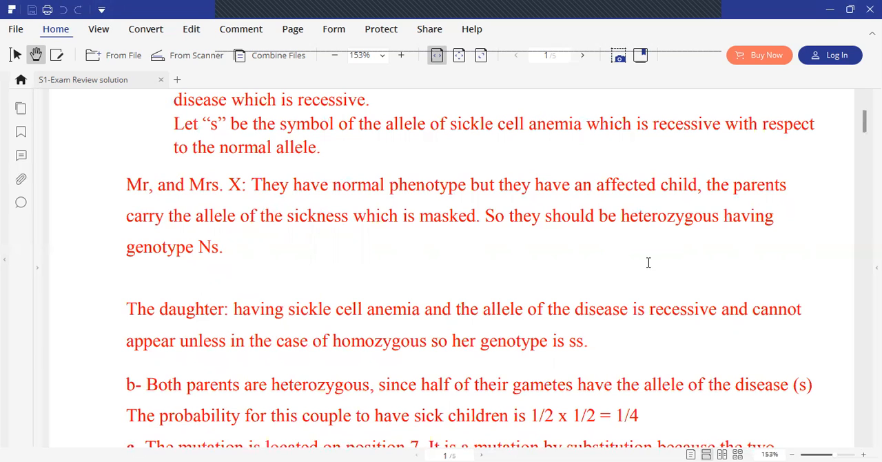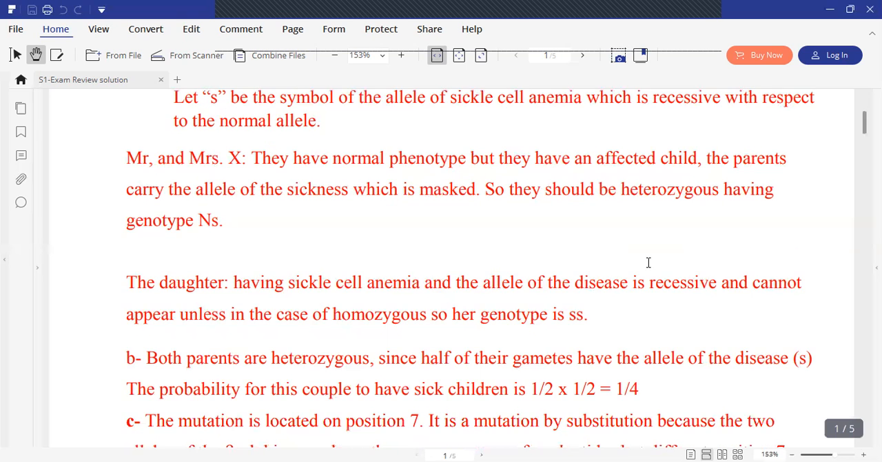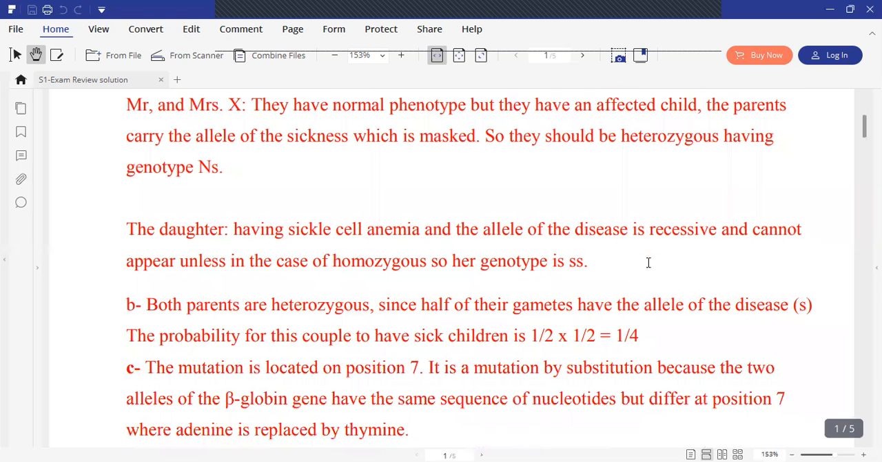Based on logical reasoning, find the probability to have an affected child. What is the probability to have an affected child? Both parents are heterozygous, so half of their gametes will carry the allele of the disease. So the probability for this couple to have an affected child is 1 over 2 times 1 over 2, so it's 1 over 4.